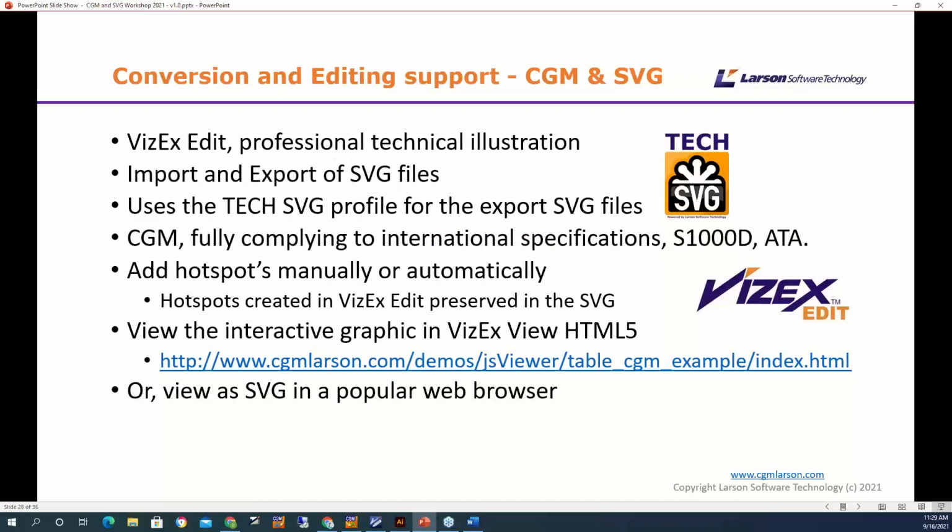So the final part is the technology part. So we built in, as I said, the TexSVG profile support for it within all the relevant software that we create or develop. So VisXEdit is our technical illustration tool. We can import and export SVG files from VisXEdit. As I said, we can now round trip them. It's using the TexSVG profile. It's also supporting CGM, so it's fully compliant with S1000D. So if you need both, you can do both. You can add the hotspots into the file and then just export it or save it as SVG, and everything's there. So you can easily add metadata to SVG files and bring it back in and use it as well. So let's do a quick demo, I think.